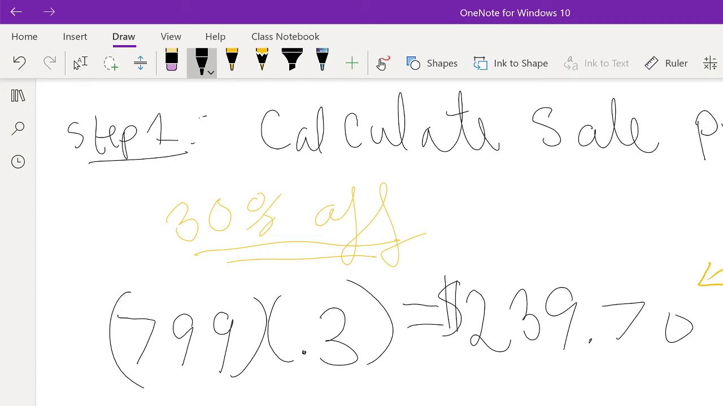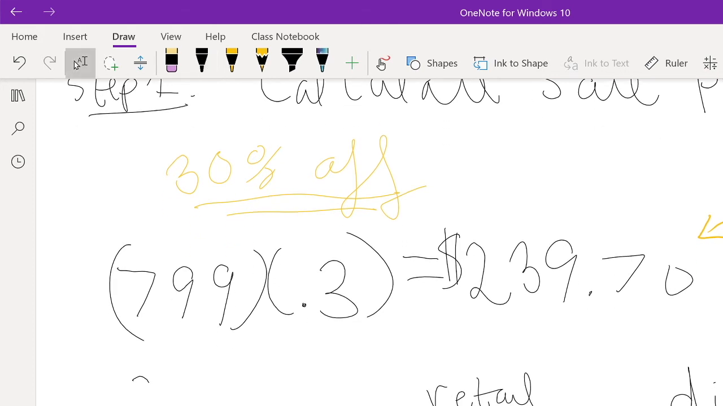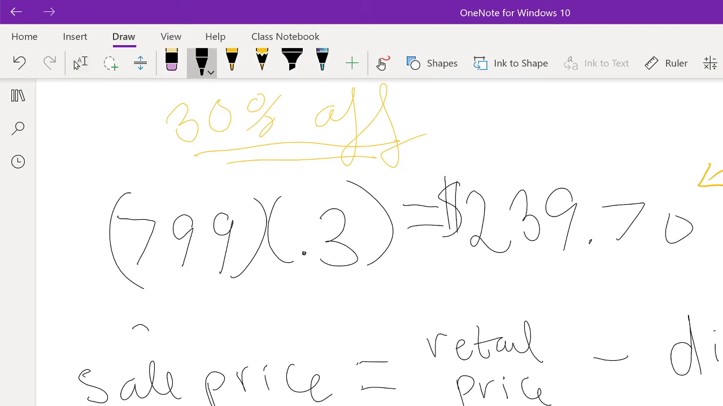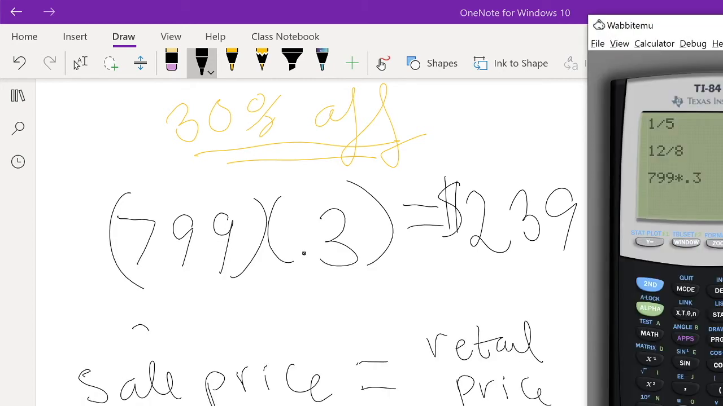And then subtract from that the discount. So for our problem, we would have $799, and we would subtract from that $239.70. And again, take out my calculator here. So $799, and then subtract. And here a nice feature, if you hit second and then enter, which is the blue, the entry part.